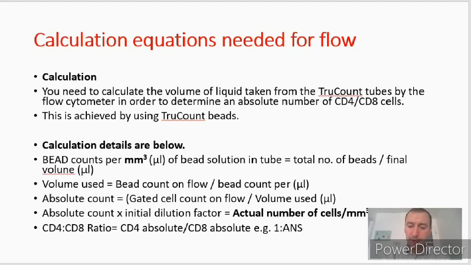Now, in terms of absolute count, you will be provided with results and you'll be asked to determine the absolute count. The absolute count will be the gated cell count on the flow cytometer, the number of cells that the results report, divided by the volume used. Then, as I said before, once you have that absolute count, you need to adjust for the dilution factor. So the absolute count multiplied by the initial dilution factor will let us know the actual number of cells per microliter of blood. And of course, another important factor to consider is the CD4 to CD8 ratio. A CD4 to CD8 ratio will enable us to determine how sick these individuals are.